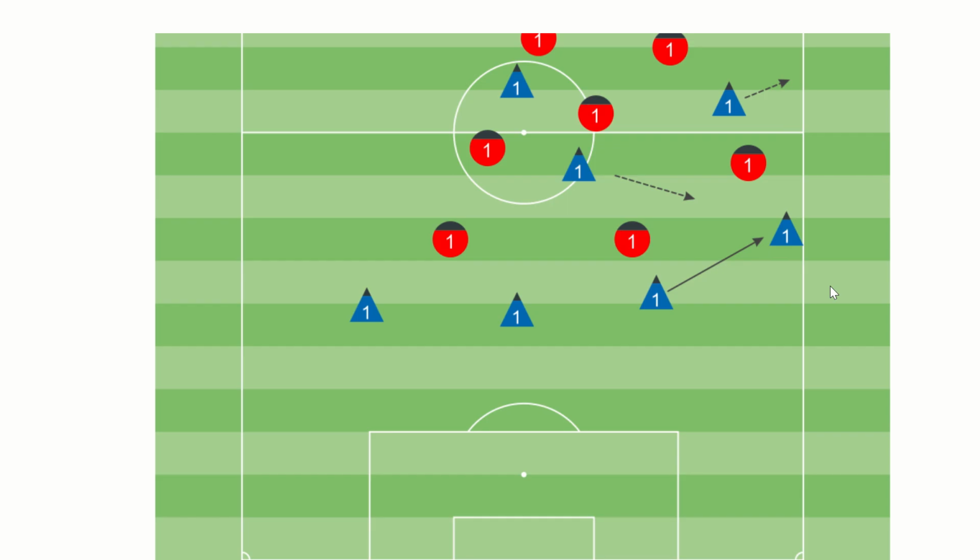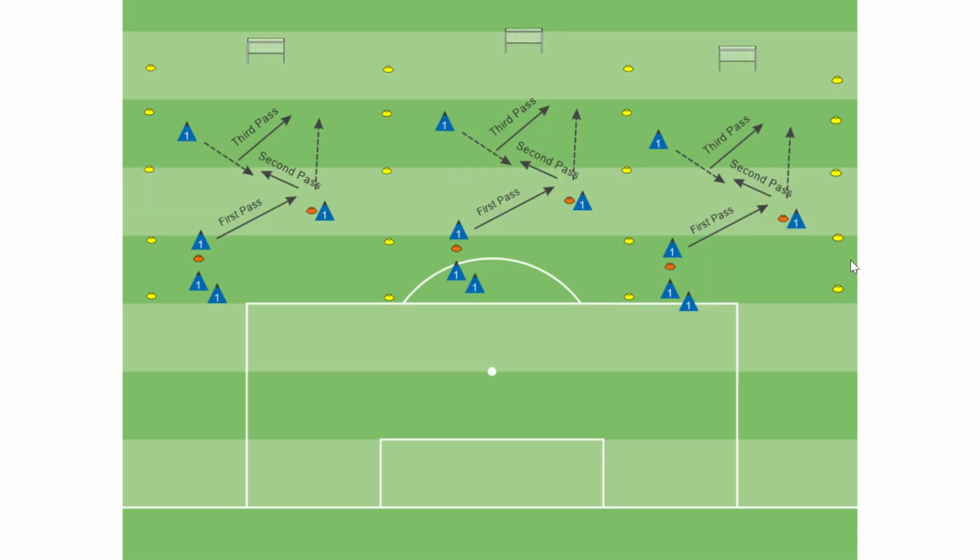So how would we work on this using our model for practice? Well, let's start with our non-game form. Notice this is, let's say I had 15 players, so there's 5 players in each section. This is how I start off the practice. There are 3 cones. The first pass goes to our wing defender.